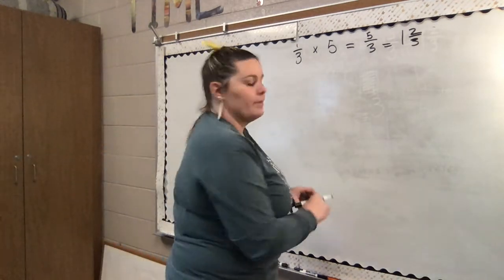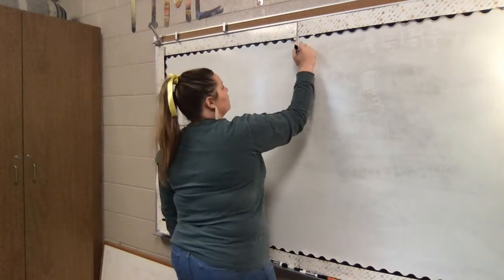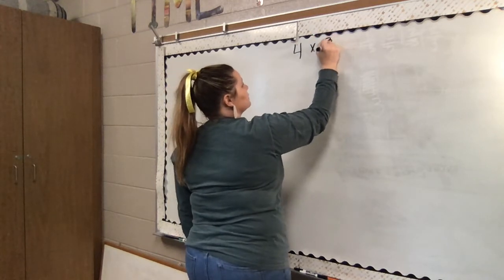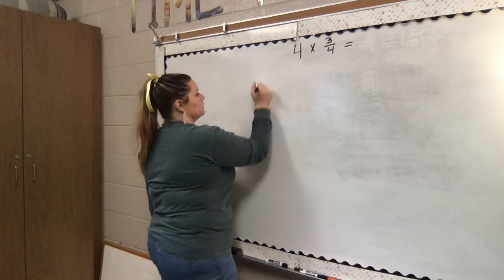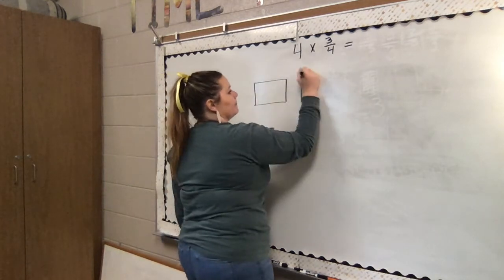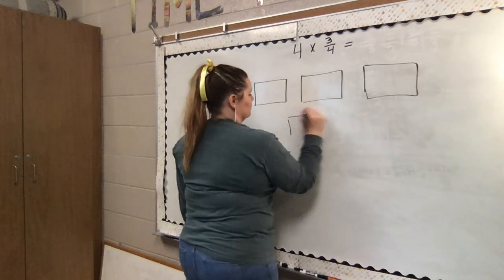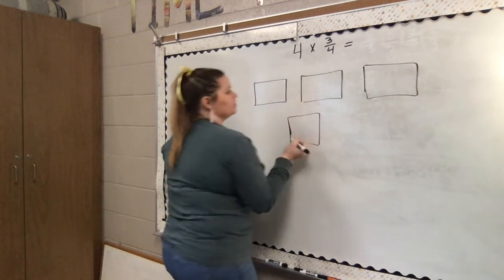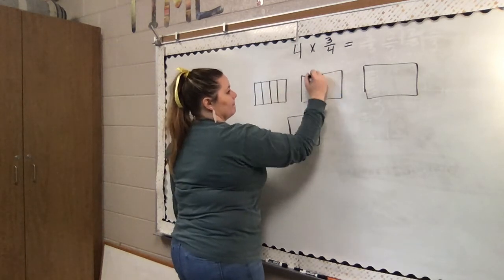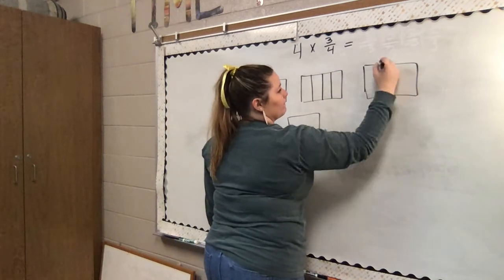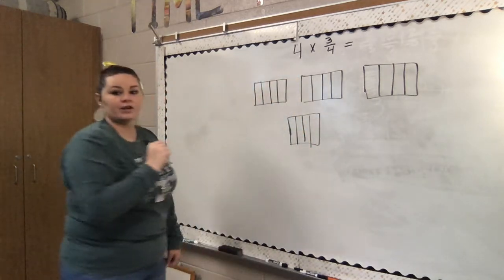The next problem that we're going to do is 4 times 3/4. Okay, so we've got 4 wholes in our model. And then how much are we going to shade of each model? We're going to shade 3/4. So I need to split them into fourths. Okay, and so now I'm going to shade 3/4 of each one.